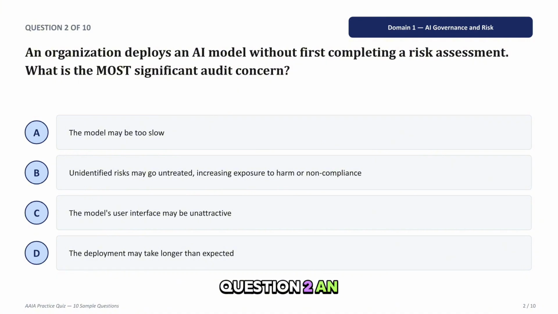Question 2. An organization deploys an AI model without first completing a risk assessment. What is the most significant audit concern? A. The model may be too slow. B. Unidentified risks may go untreated, increasing exposure to harm or noncompliance. C. The model's user interface may be unattractive. D. The deployment may take longer than expected.